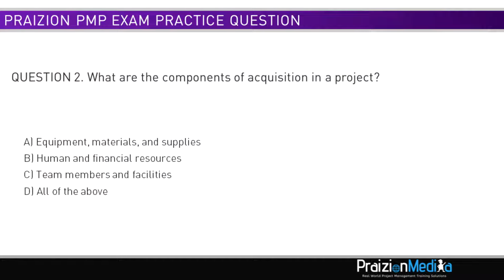Question 2. What are the components of acquisition in a project? A. Equipment, materials, and supplies. B. Human and financial resources. C. Team members and facilities. D. All of the above.